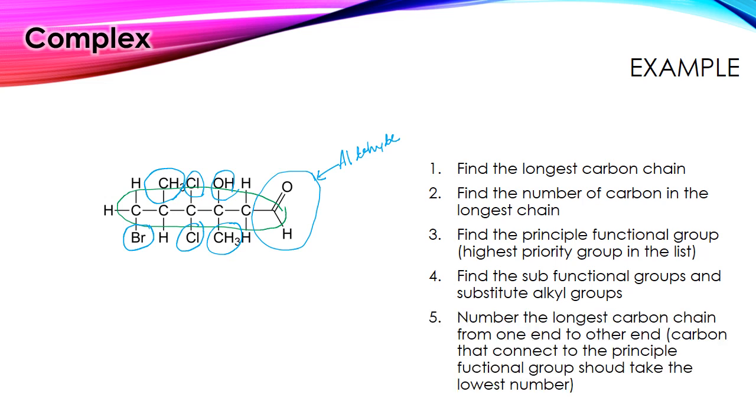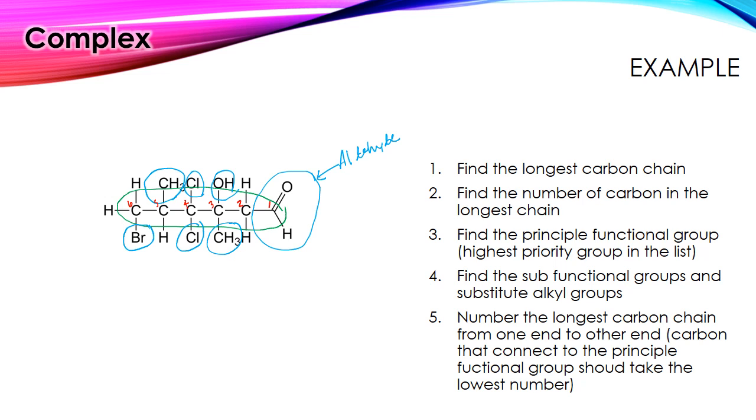Then number the longest carbon chain from one end to the other end, where the carbon connected to the principal functional group should take the lowest number. Therefore, you have to start the numbering of this carbon chain at this point. This is the first carbon attached to this one, 2, 3, 4, 5, 6. Then we finish the numbering of this carbon chain.